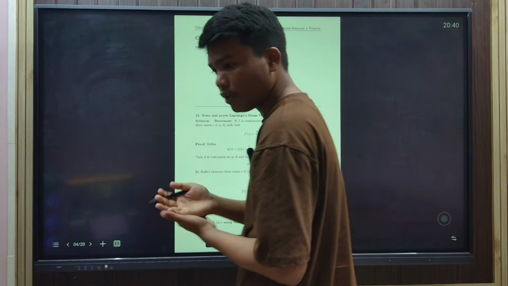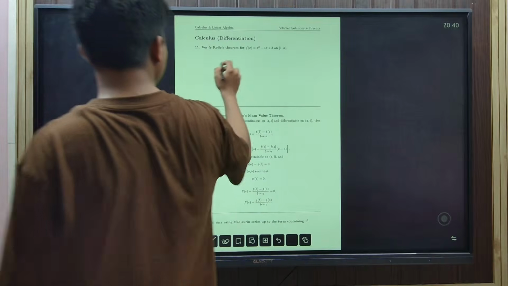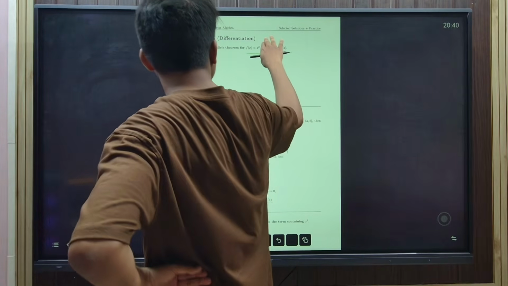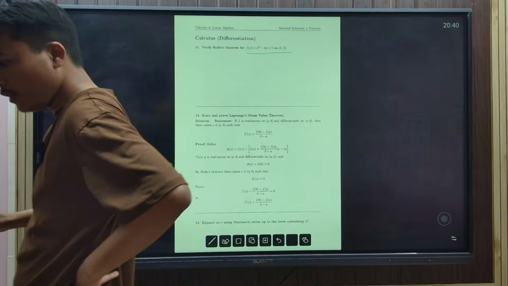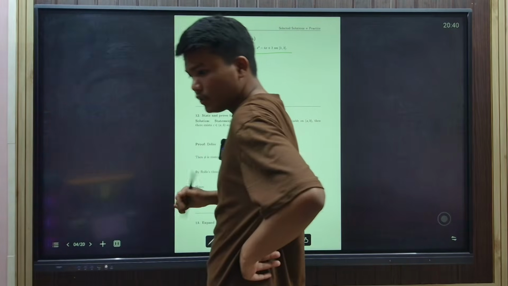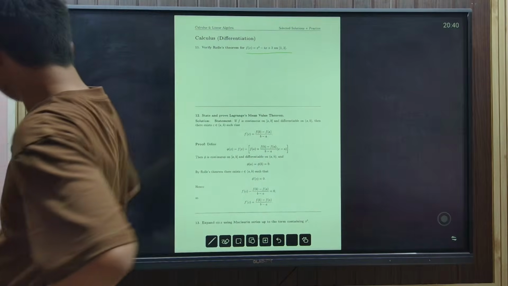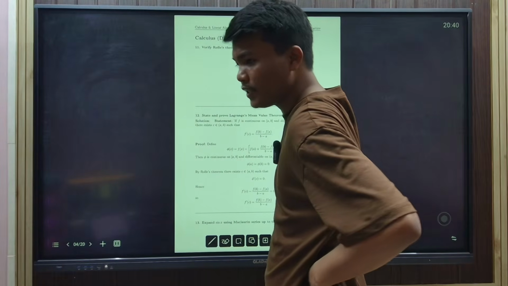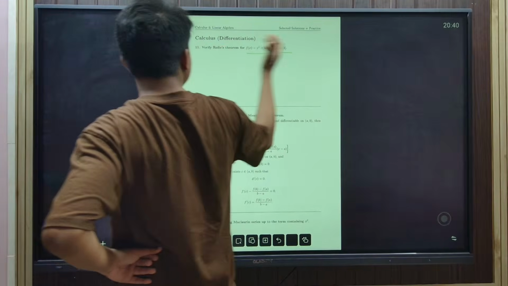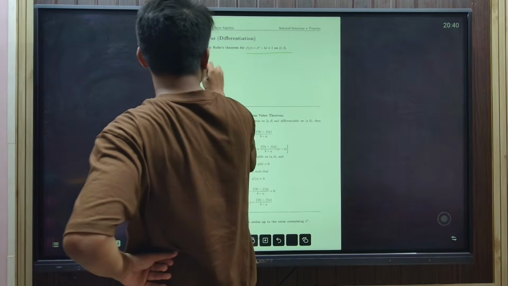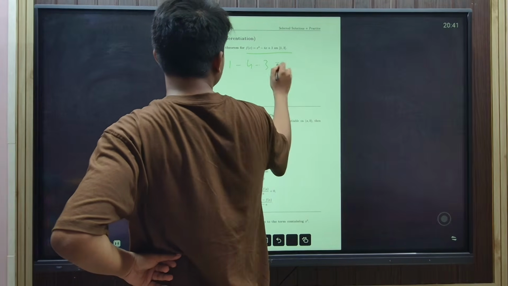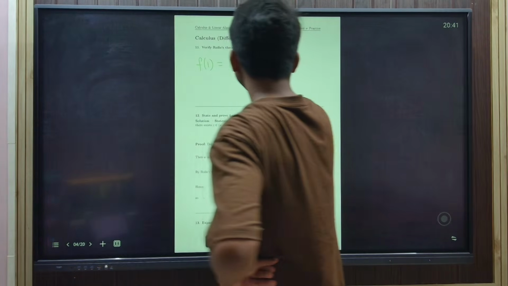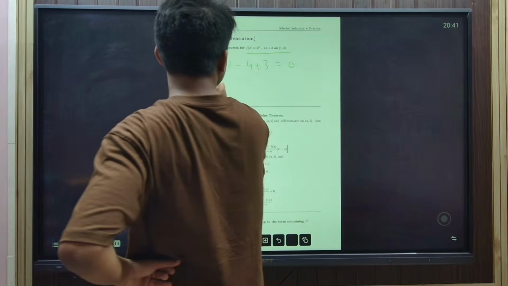So what is Rolle's theorem on the function f(x) equal to x squared minus 4x plus 3 on the interval 1 comma 3? For Rolle's theorem, this is a polynomial function, so it is continuous and differentiable. Now you have to check the functional value at the endpoints. What is f of 1? f of 1 equals 1 minus 4 plus 3, that means 0.